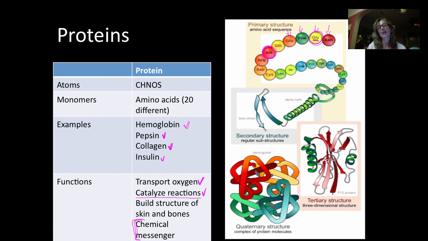You'll see this chain is not the end of the structure of a protein. This chain then gets twisted and folded and then completely twisted and globularized to form the protein. Then these globs can then come together and form a larger protein, so more levels of structure.